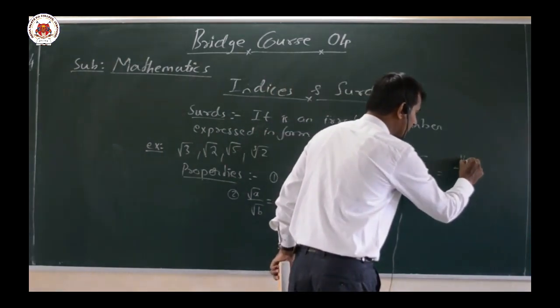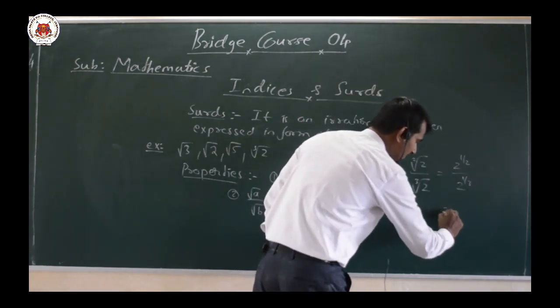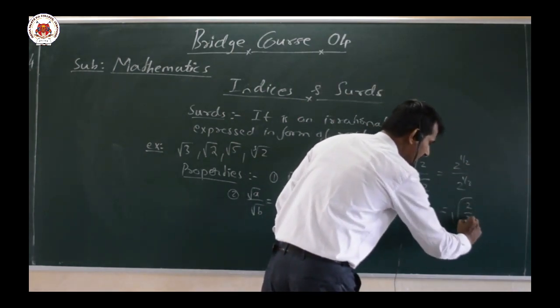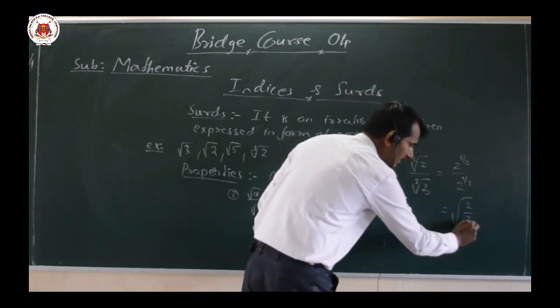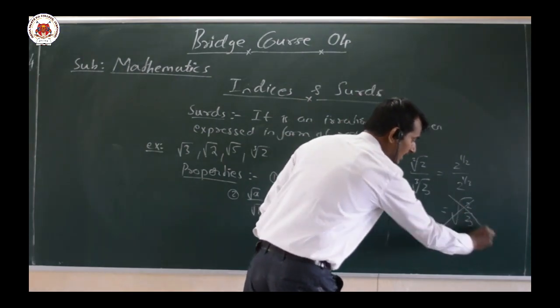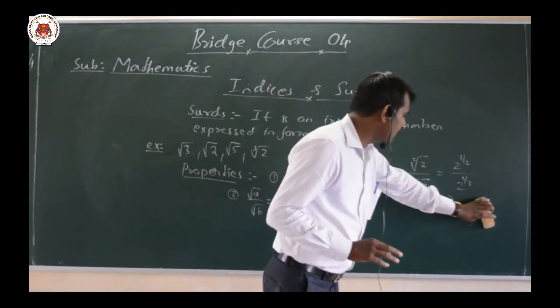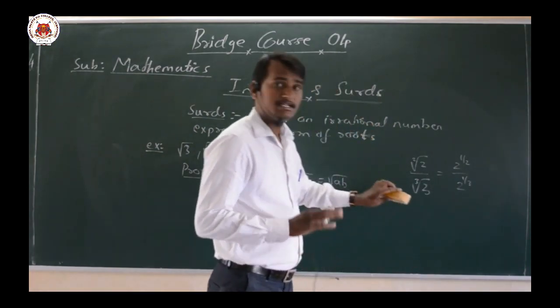2 raised to 1 by 2 we have. Here we have 2 raised to 1 by 3. I can't write it as 2 by 2 here. Or else if you are taking 3, I can't write it as 2 by 3 here. That is absolutely an absurd answer. So here you have to write it separately only. You have to write it separately only.